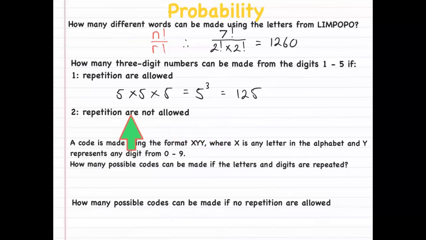Now, what do we do if repetition is not allowed? Then we will simply say for the first digit there's 5 choices. For the second digit there is how many choices? 4. And for the third digit there will be 3 left, right? So that will basically be 5 times 4 times 3. That will be 60 different 3-digit numbers that can be made.